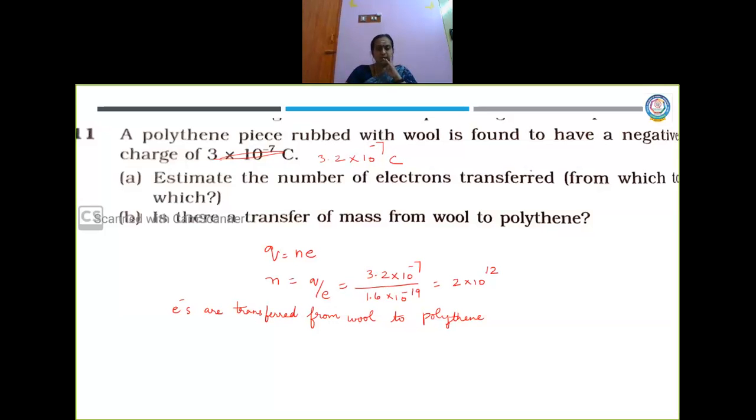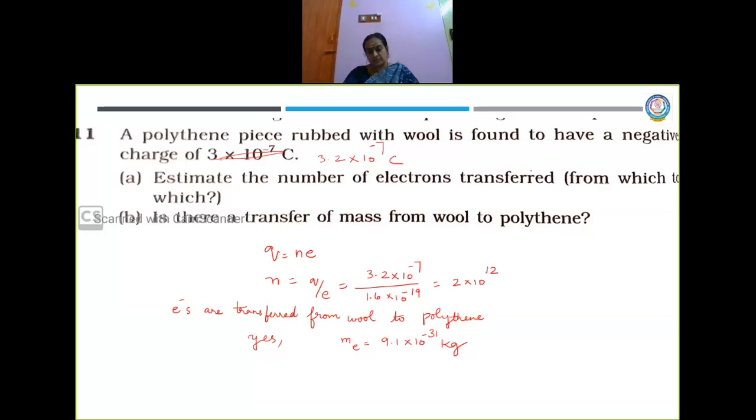Now what is the second question? Is there a transfer of mass from wool to polythene? Will there be transfer of mass, children? Definitely the answer is yes. Definitely there will be a transfer of mass from wool to polythene because we consider an electron to have a finite mass. So what is the mass of an electron? Mass of an electron is 9.1 into 10 power minus 31 kg. So definitely there will be a transfer of mass.